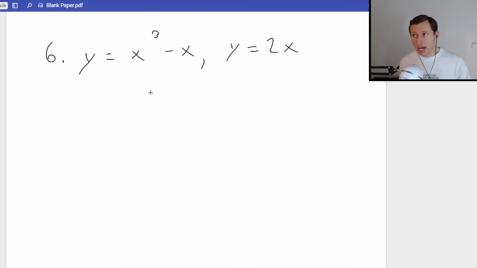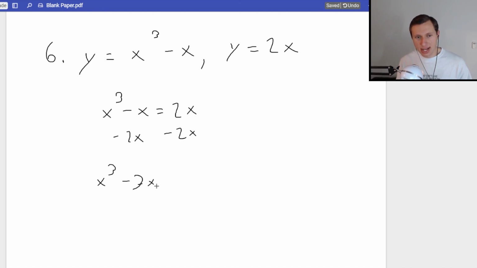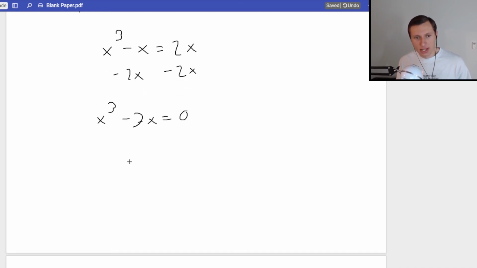So again, we cannot draw a graph. So I'm going to say x cubed minus x equals 2x. Hopefully you know by now what we're going to do. I'm going to subtract 2x from both sides. I get x cubed minus 3x equals 0. And then I need to factor out the common term, which is x. So x times quantity x squared minus 3 equals 0.